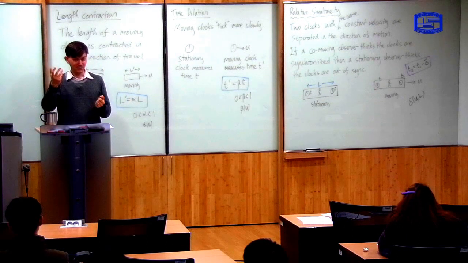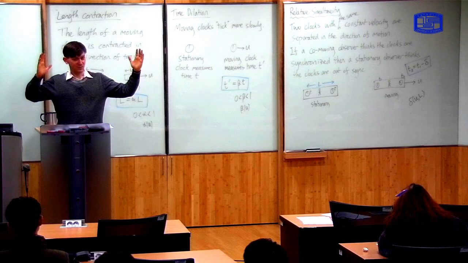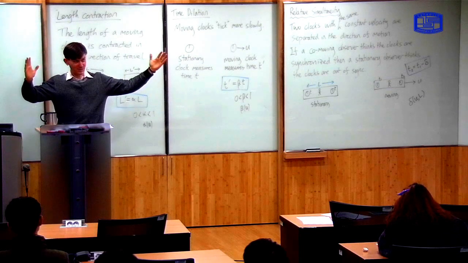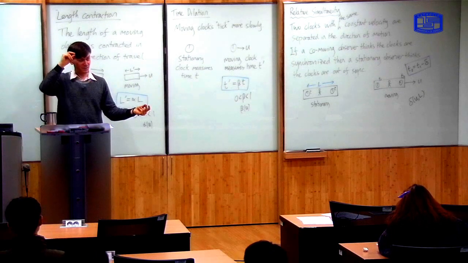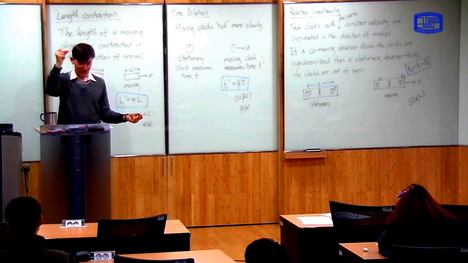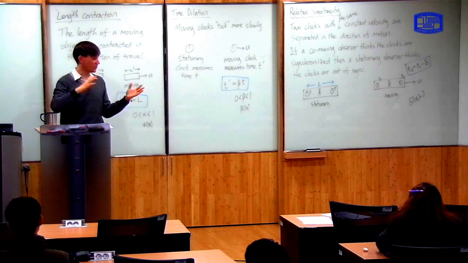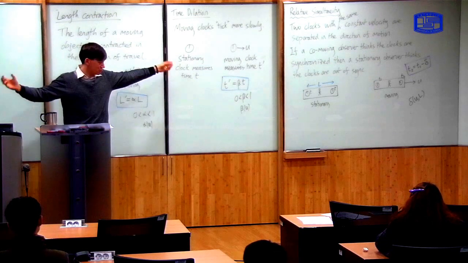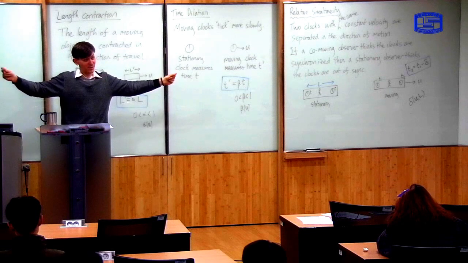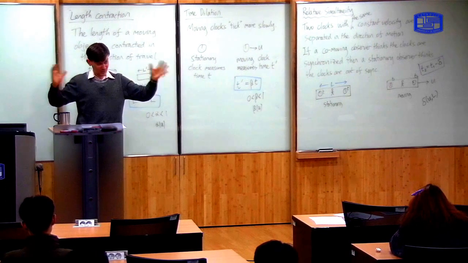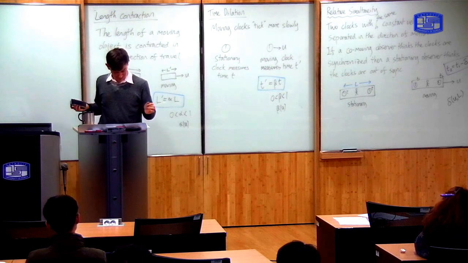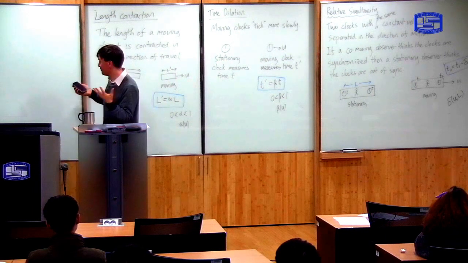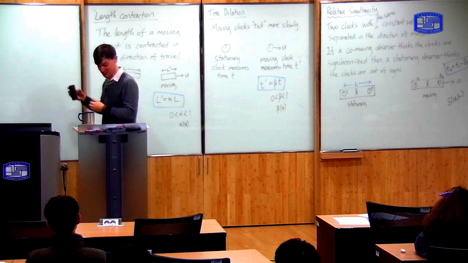relativity. Both observers should think the objects are contracted by the same amount. Both observers should think the clocks are ticking slowly by the same amount. Both observers think two different clocks are out of sync by the same amount. So it must be symmetrical between the observers S and S prime. That will probably be clearer if I do an example.